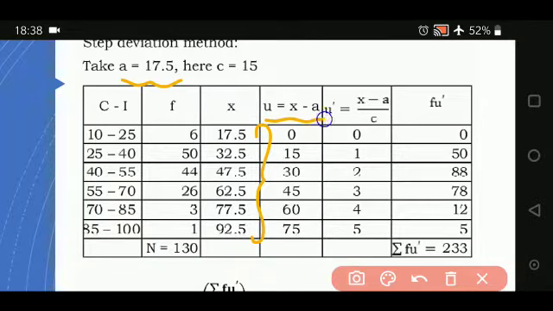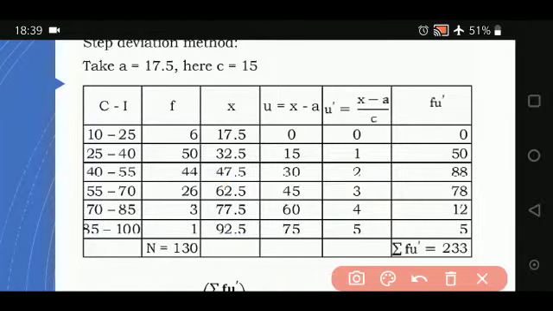Again the same step, u is equal to x minus a. X value, x minus 17.5, the first value is 0. Then 32.5 minus 17.5 is 15. 47.5 minus 17.5 is 30. Next is 45, 60, 75.